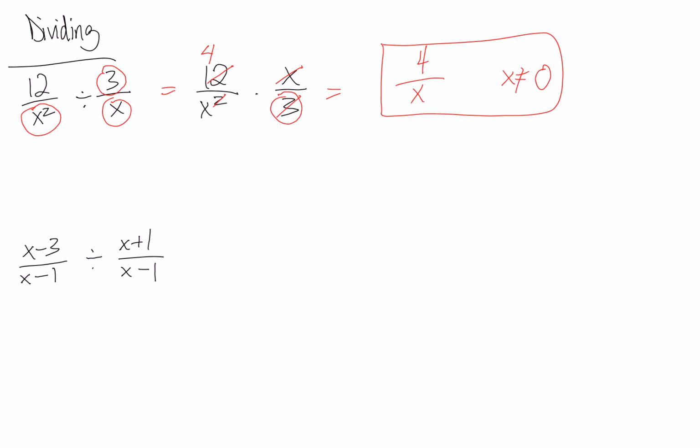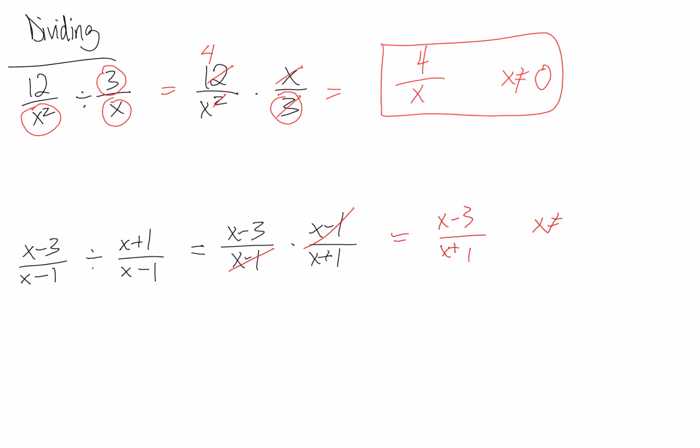The second example we got here, so same thing, let's rewrite it so that it's times. It'll be x minus 3 over x minus 1, and that'll be times x minus 1 over x plus 1 once we do the reciprocal. Now we're ready to cancel. So you can see the minus 1s would cancel, and that's it. So we have an x minus 3 on the top and an x plus 1 on the bottom, and that's as far as we can go.